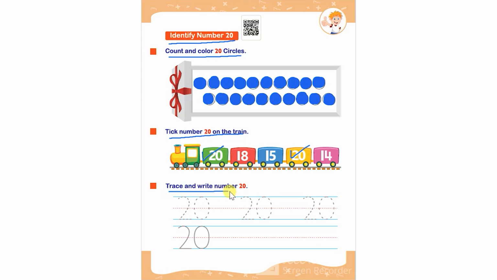Trace and write number 20. So here the child has to trace the number 20 in the first row. And in the next row, they have to write the number 20 on their own.